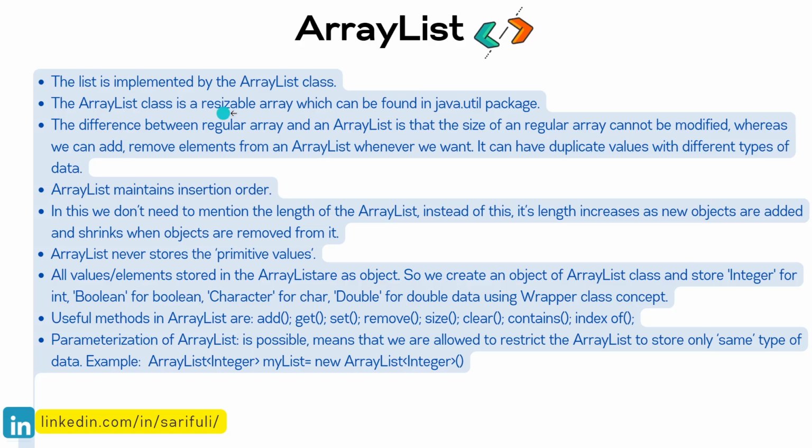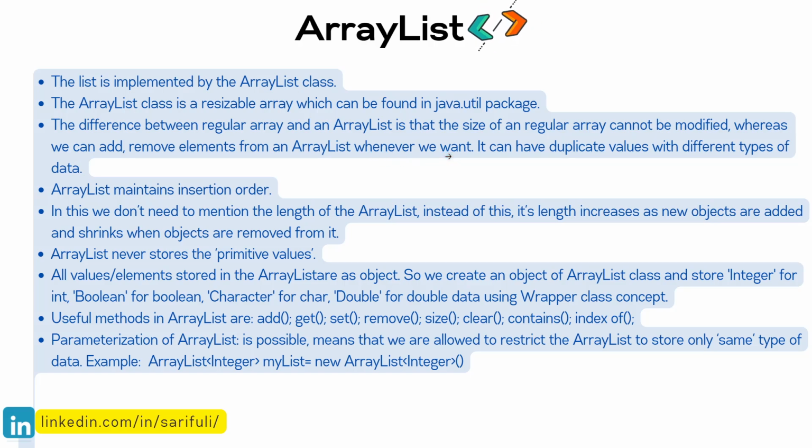The ArrayList class is a resizable array which can be found in the java.util package. The difference between a regular array, as we know, and an ArrayList is that the size of a regular array cannot be modified. It's fixed when you declare it. If you declare a regular array of size 3, you cannot change it. But on the other hand, you can change the size of your ArrayList by removing elements from it whenever we want.